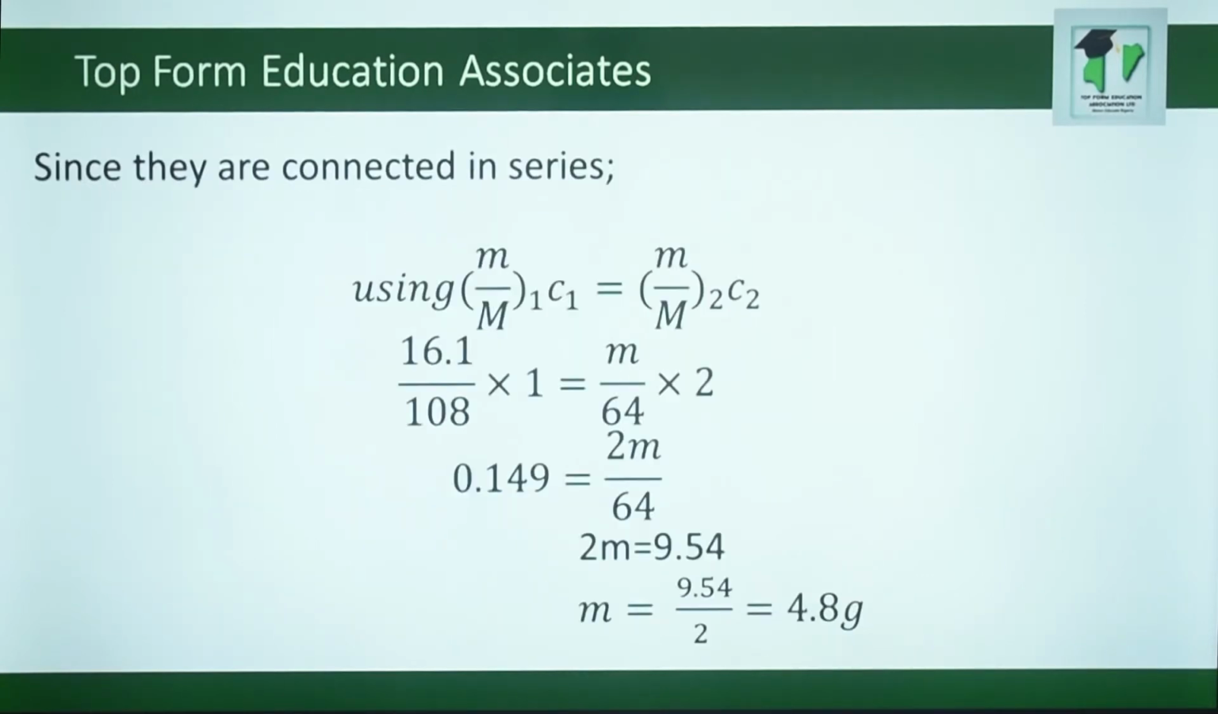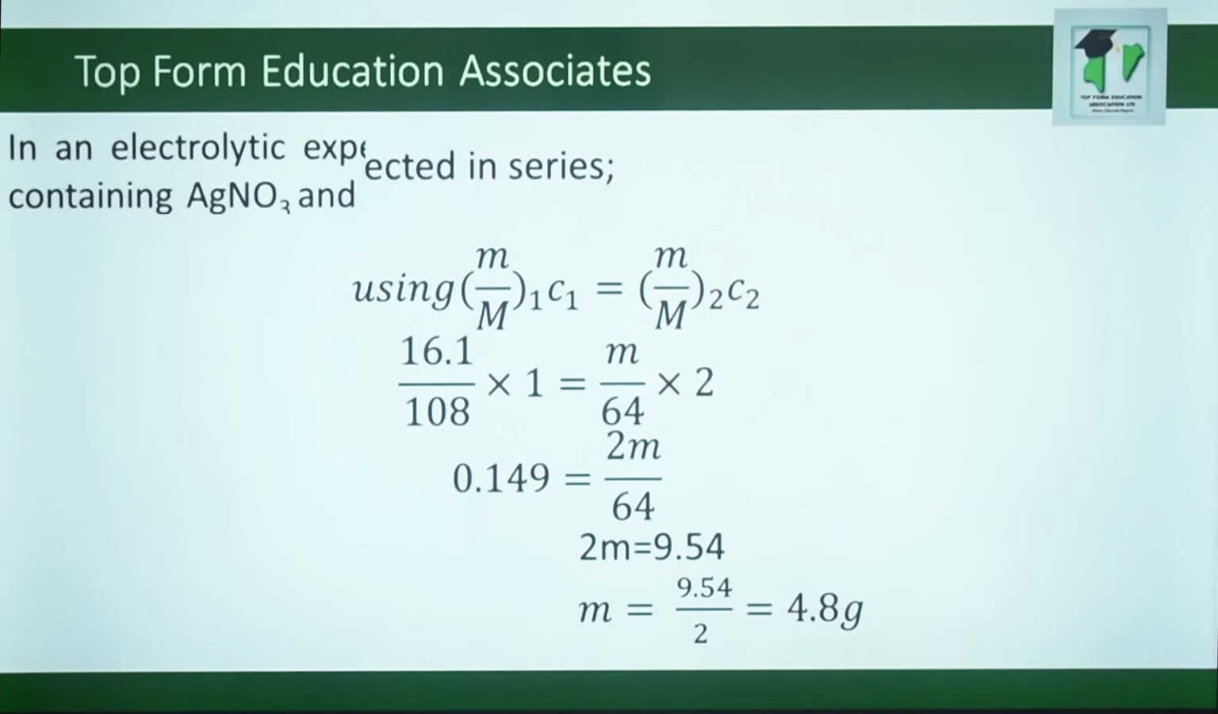Then for the mass of copper, since they are connected in series, we can now use M over M1 C1 is equal to M over M2 C2. We have gotten the mass of silver to be 16.1 divided by 108 times 1 is equal to M over 64 times 2. To make M the subject of the formula, we have 2M is equal to 9.4, while M is equal to 9.54 divided by 2 to give us 5.8 gram.